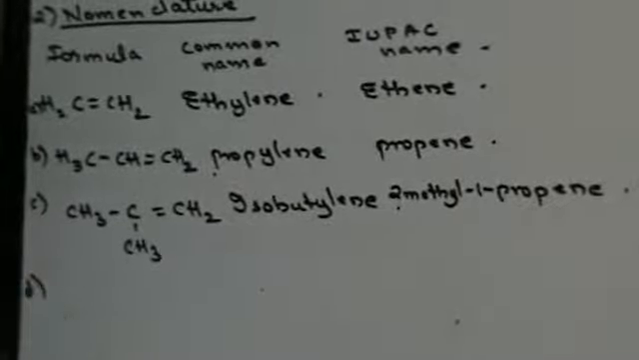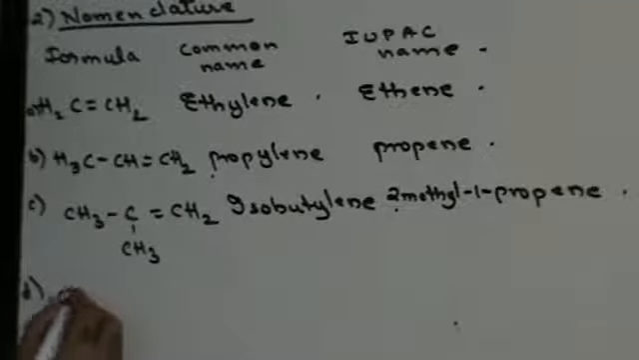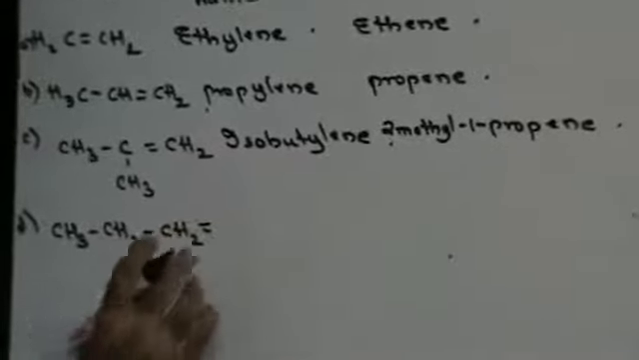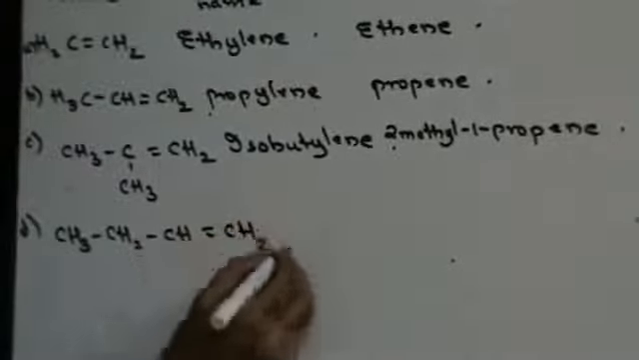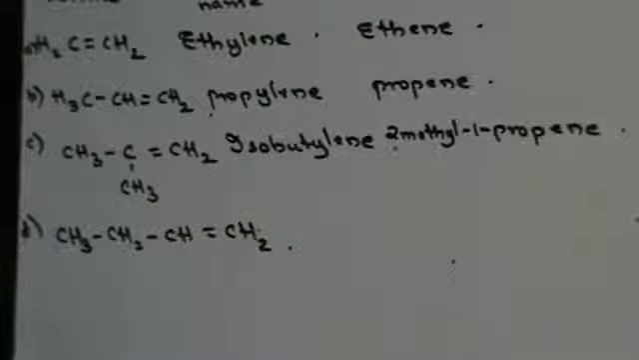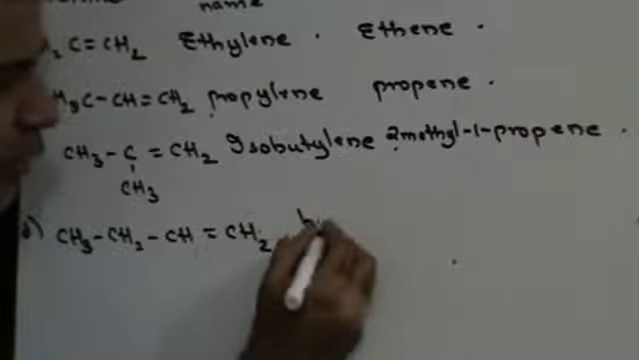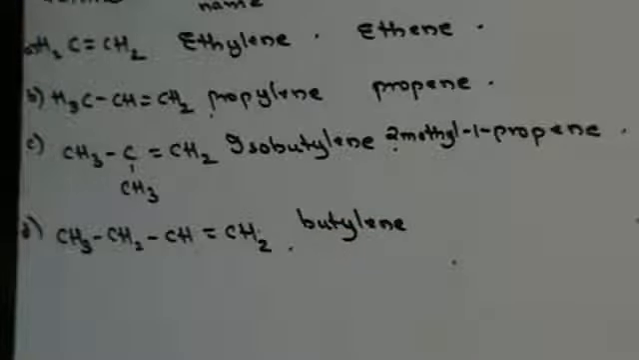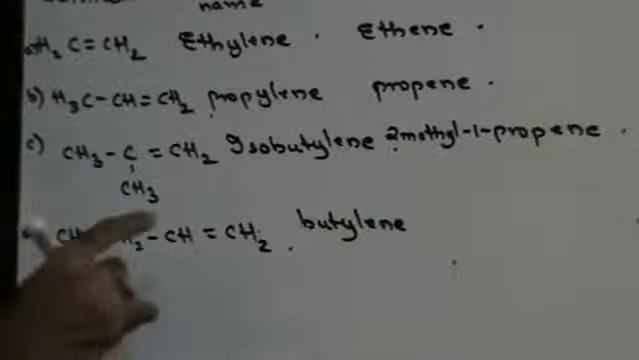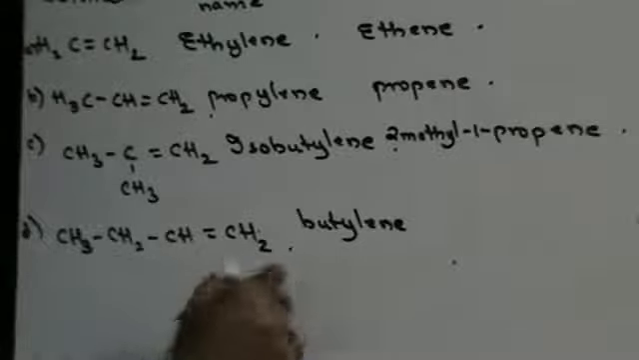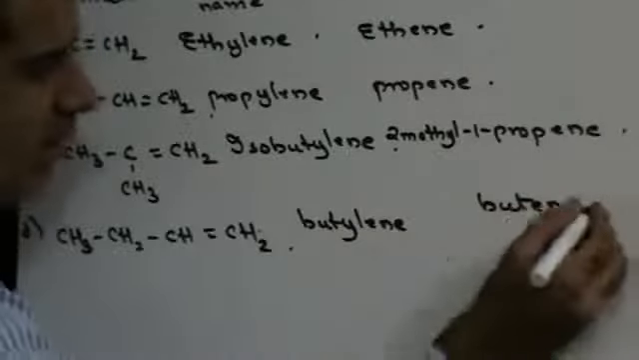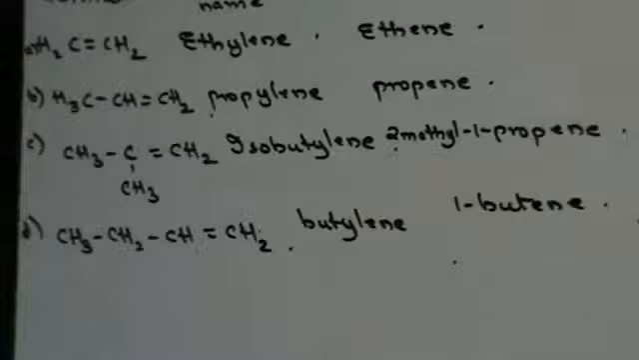Next, let's see another compound. CH3, CH2, sorry, CH and CH2. Count the number of carbon atoms. 4 carbon atoms, therefore but. Double bond, therefore YLENE. Right? Now, the IUPAC name, 4 carbon atoms, therefore but. Double bond, therefore ENE. Double bond is attached to the first carbon atom, therefore 1-butene. Right?